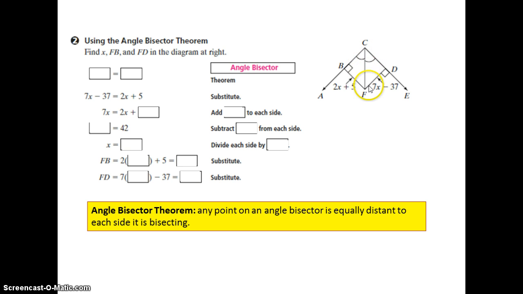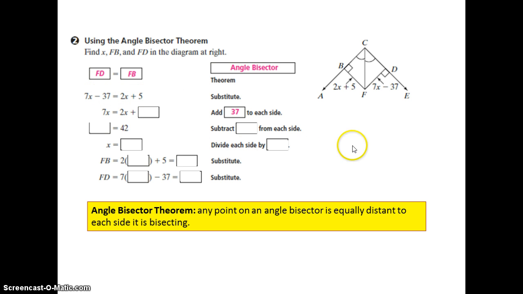So that means that CF is an angle bisector, which therefore means that BF is going to be congruent to DF. Or as they put it, FD is equal to FB. Works either way. So all we have to do to solve this is some algebra. So we've got 2x plus 5 is equal to 7x minus 37, or 7x minus 37 is equal to 2x plus 5.